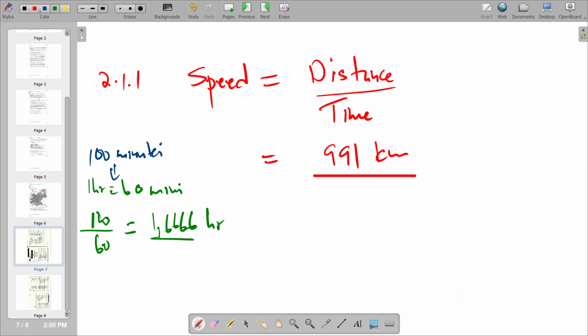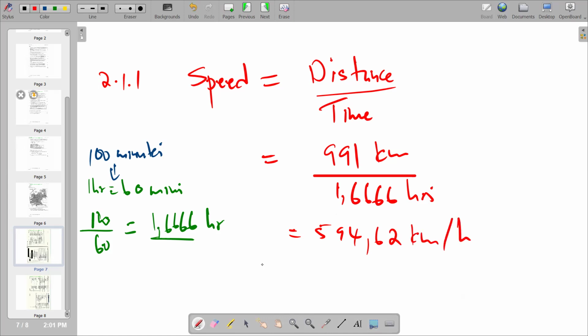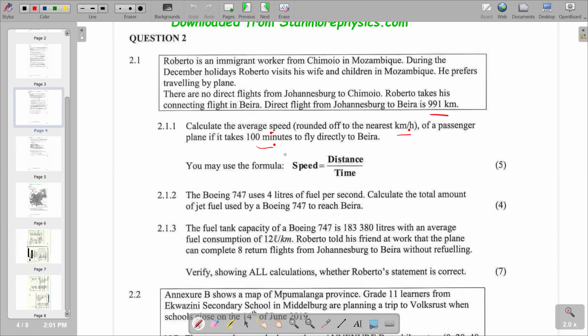So in other words, here we are going to say divided by 1.6, 0.6. So this is what we have. So with that now, if we divide there, we are going to get our answer as 594.62 kilometers per hour. So we pay attention to the instruction that we're given in the question. What does it say? It says rounded up to the nearest kilometer per hour.